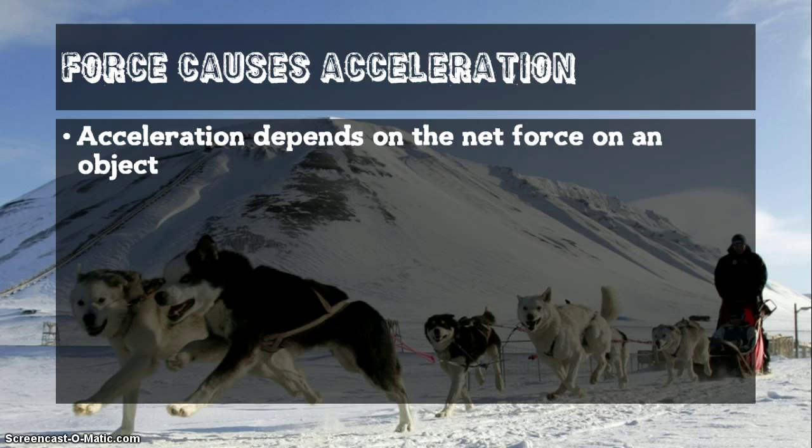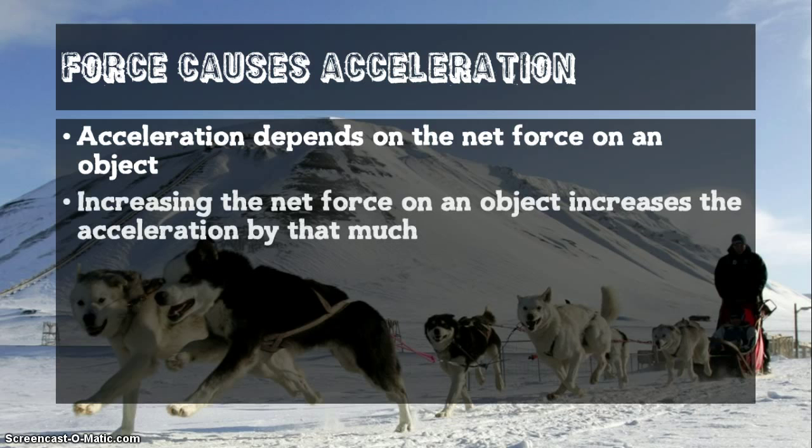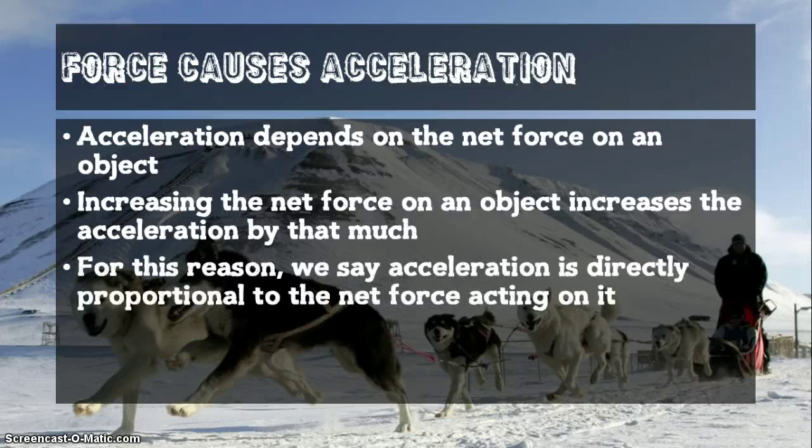So acceleration depends on the net force on an object. The more net force I provide on something, the greater it's going to accelerate. If I double the net force I place on something, it's going to double the acceleration. If I triple the net force, it'll triple the acceleration. And this is what we call direct proportionality. Since when I increase the force, it increases the acceleration, that means that force and acceleration are directly proportional.